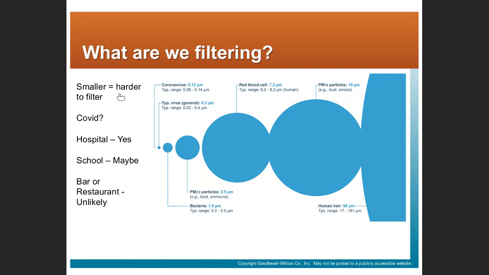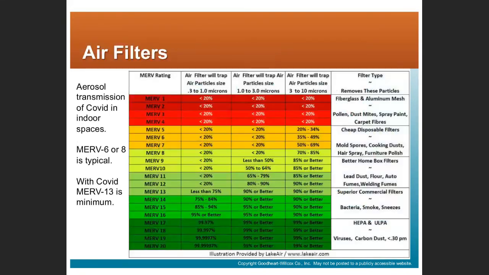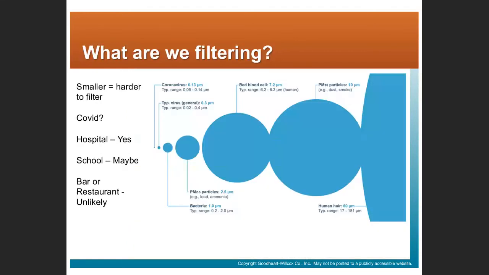So since smaller is harder to filter, where are we likely to find this sort of quality air filtration, right? A MERV 13 filter. Are we going to see it if we go to a hospital? Yes, because the HVAC systems in the hospital are designed to prevent this sort of transmission. Do we have that sort of thing in a school or university? I would say we probably do. I think Triton has worked very hard to bring their air conditioning systems up to snuff.